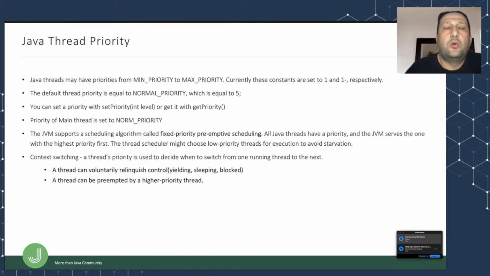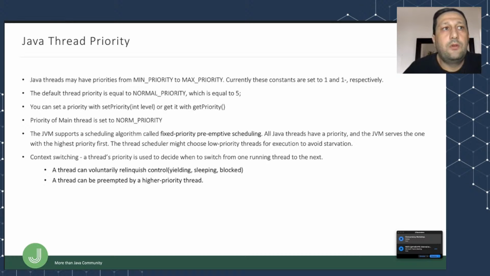Also, the JVM supports a scheduling algorithm called fixed priority preemptive scheduling. All Java threads have priority, and the JVM serves the one with the highest priority first. The thread scheduler might choose low priority threads for execution to avoid starvation errors.